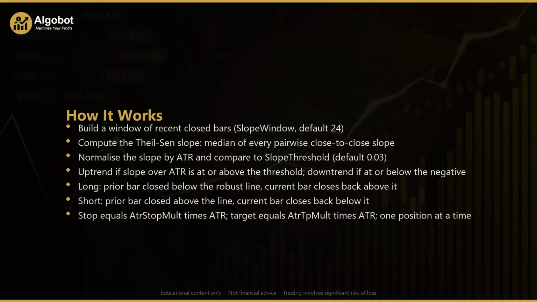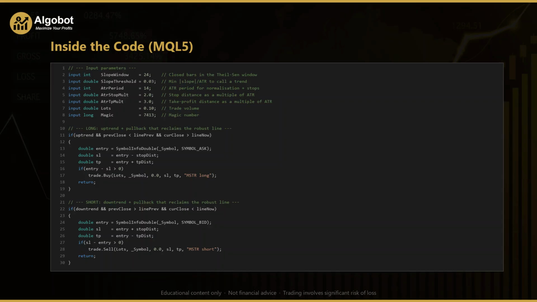Risk is handled symmetrically and in volatility terms. The stop loss sits at ATR-StopMult ATR away from entry, defaulting to 2 times, and the take profit sits at ATR-TpMult ATR, defaulting to 3 times. With those defaults, the target is 1.5 times the risk distance. The expert advisor holds only one position per magic number at a time, letting that stop and target manage the exit without interference. Let's read through the actual MetaEditor code on screen.